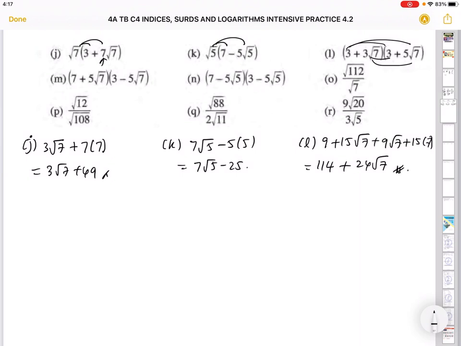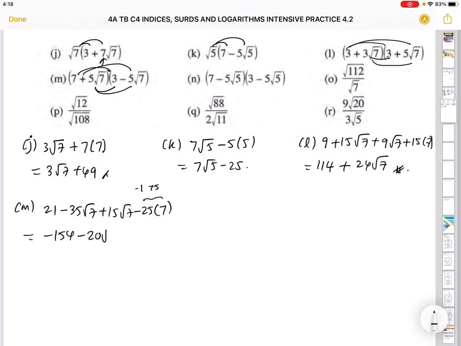Okay, let's move on to M. So let's expand one by one. This will be 21. This will be negative 35 root 7. This will be 15 root 7. 5 times 5 is 25. 7 times 7 is just 7. So let's take 21 minus 175. So 21 minus 175 is negative 154. Negative 35 plus 15, negative 20 root 7.